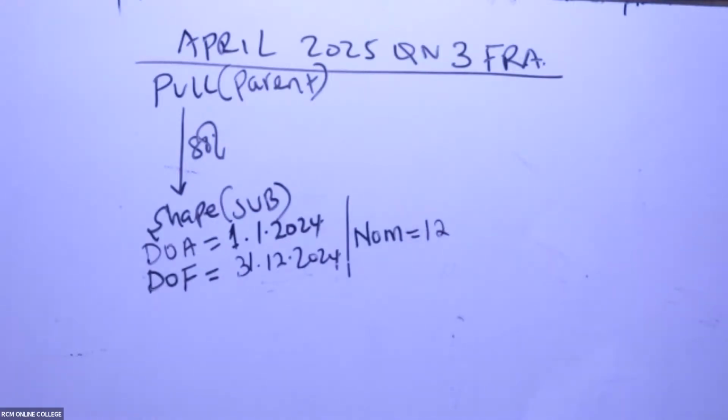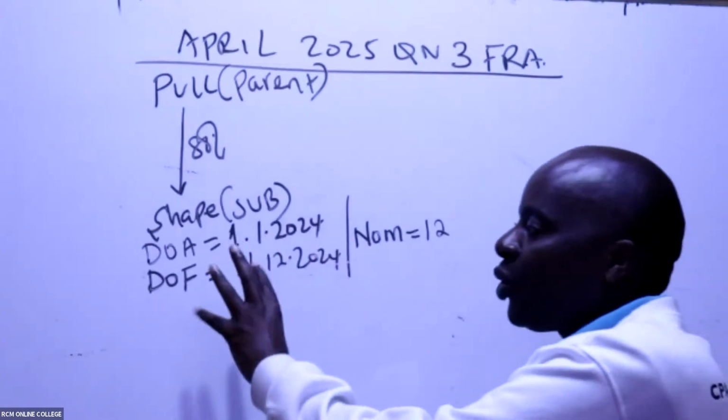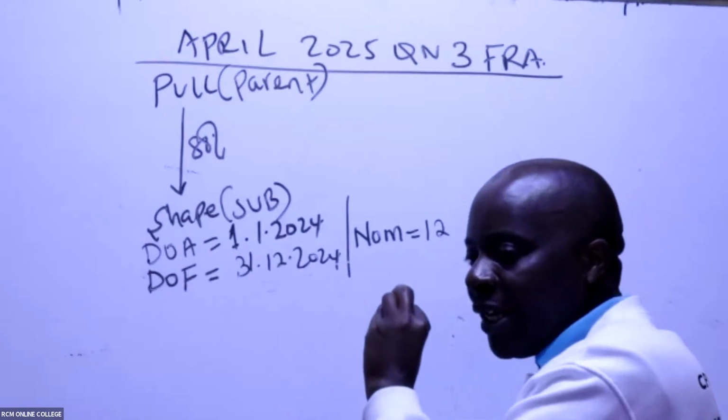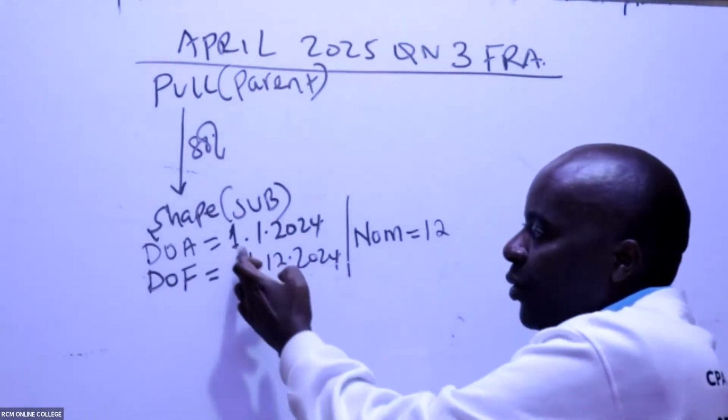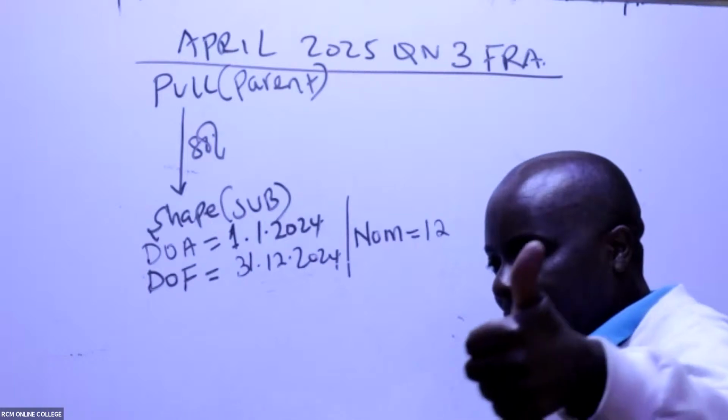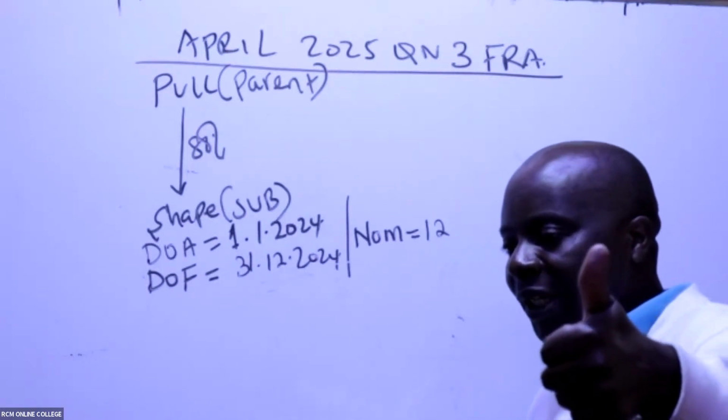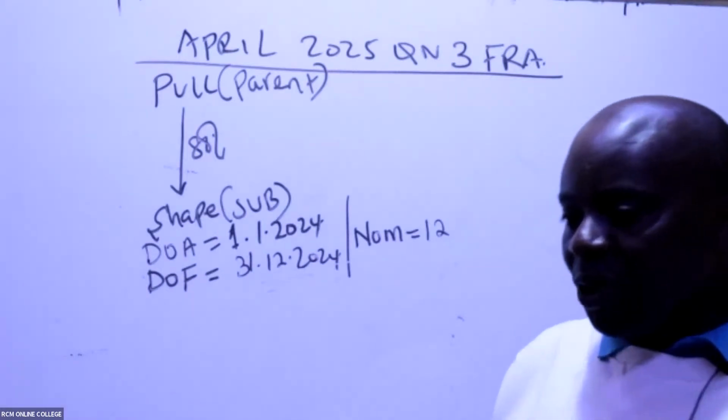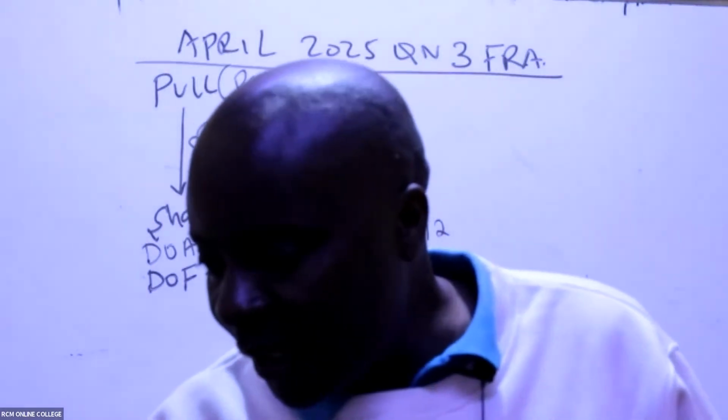So remember, number of months, NOM stands for number of months. Thank you so much. So up to here, ladies and gentlemen, are we together? Date of acquisition, date of financial statements? From the beginning of January to the end of the year, those are 12 months. Are we together? Yes. At least Tony has confirmed. Now from there, ladies and gentlemen, we continue.